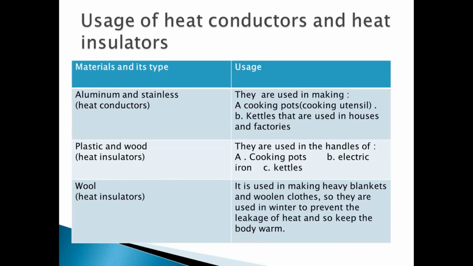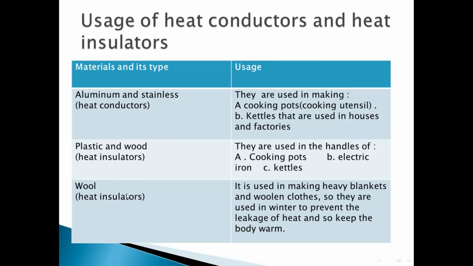There is another usage of heat conductors and heat insulators. Aluminum and stainless steel: we can make cooking pots or utensils, like a cooking pot and kettles, from stainless steel and aluminum. Why? Because aluminum is a good conductor of heat. Plastic and wood are heat insulators. They are used in handles of cooking pots and electric iron kettles. Why? Because they are bad conductors of heat and also bad conductors of another thing, electricity.